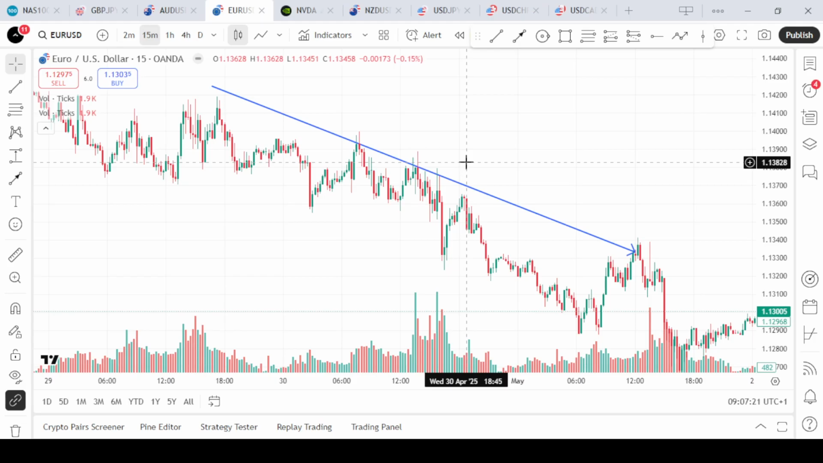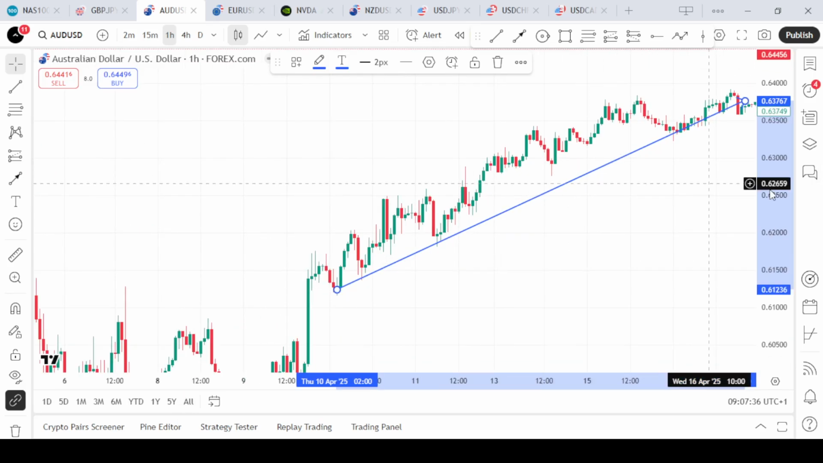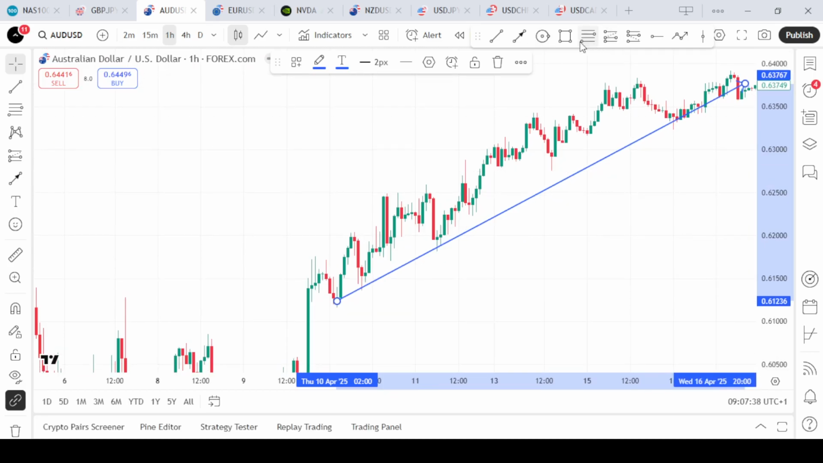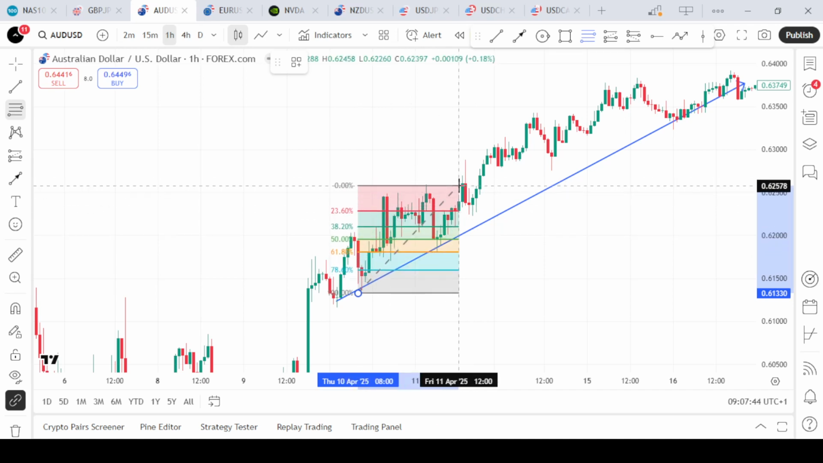So once the trend is clear, you select your most recent swing high and your most recent swing low. Now for an uptrend, this is a typical uptrend, and we draw our Fibonacci tool from your most recent swing low to your most recent swing high.